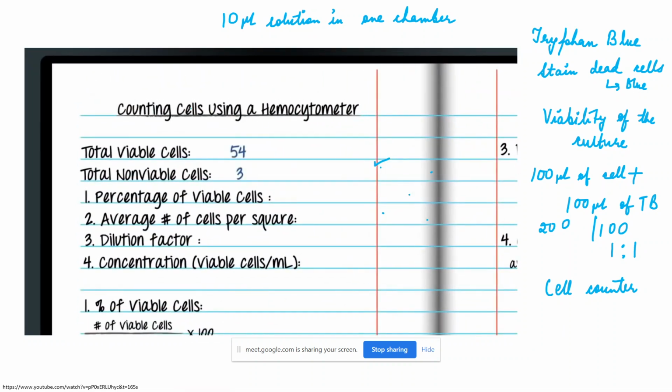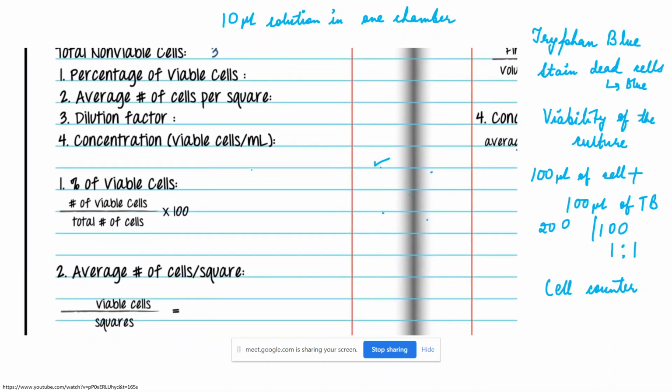So the total viable cells that were counted were 54, and the non-viable cells, the ones which were stained blue, were 3. Now if I ask you to calculate the percentage of viable cells, you can easily do that, right? The number of viable cells is 54, and the total number of cells will be 54 plus 3, because the total is everything, living plus dead cells, both kinds. So the percentage of cell viability is around 94.7%.